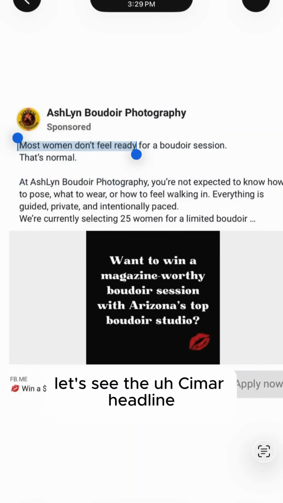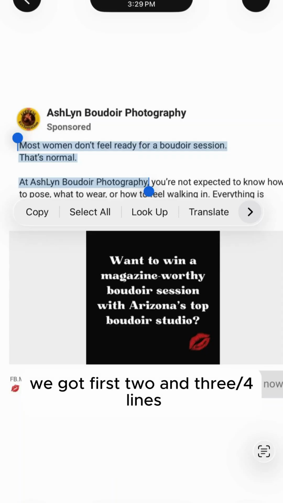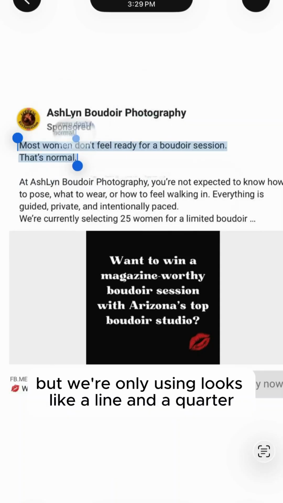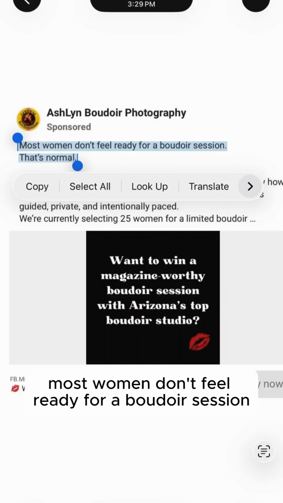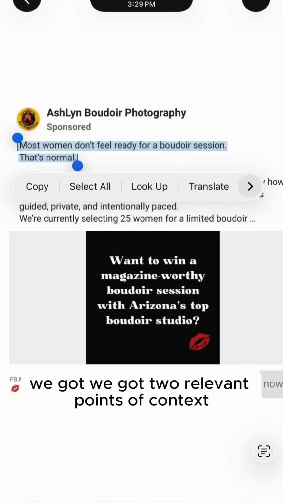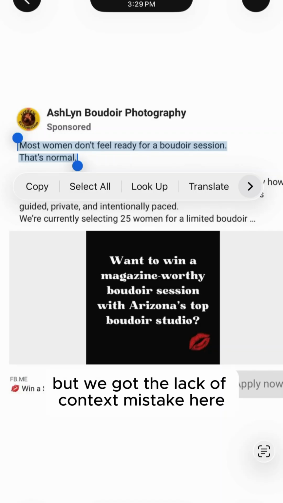And let's see, the CMAR headline. We got first 2 3/4 lines on Facebook newsfeed mobile, but we're only using looks like a line and a quarter. Most women don't feel ready for a boudoir session. That's normal. All right, we got 2 relevant points of context, but we got the lack of context mistake here.